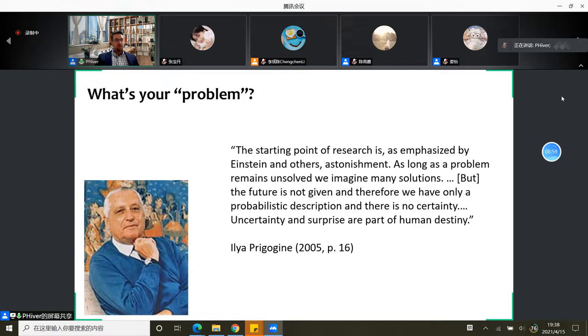You see this picture of this man, his name is Ilya Prigogine. He is a Nobel laureate in chemistry. Something interesting he once said was, the starting point of research is astonishment. So even for him, a Nobel laureate, it's not about first deciding what methods to use in his lab. No, he says uncertainty and surprise are central to the research enterprise. And I think sometimes, if we look at what our field does, we lose sight of uncertainty. We lose sight of surprise in our quest for simple, neat solutions that we're chasing in our research.